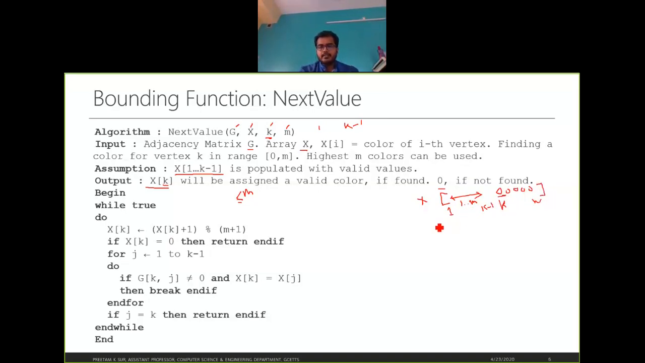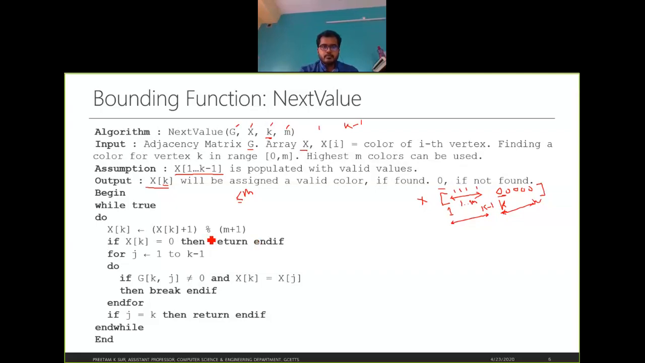Initially the solution vector is assigned with 0 only. So all the values from 1 to n will be 0, and then using this algorithm we will assign the values one by one. When we come to assign the value for the kth vertex, all the vertices from 1 to k minus 1 are already assigned, but the vertices from k to n are not assigned, and since initially they are initialized with 0, these 0 values will remain from k to n.